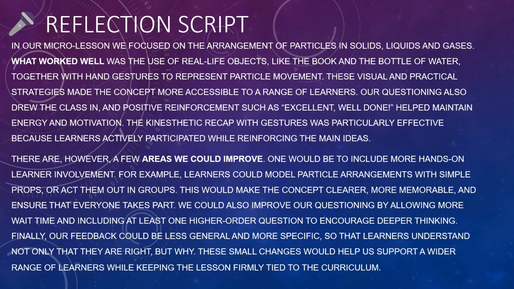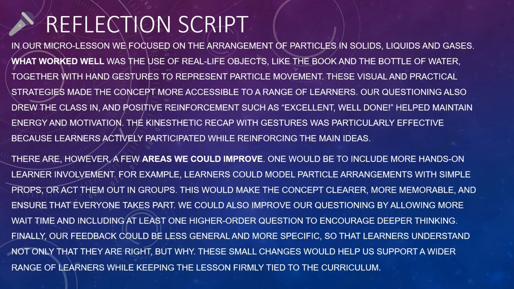There are, however, a few areas that we could improve in our micro lesson. One would be to include more hands-on learner involvement. For example, learners could model the particle arrangement with simple props, or they could act them out in groups. Simply means they will be collaborating. So this would make the concepts clearer and more memorable and ensure that everyone takes part.